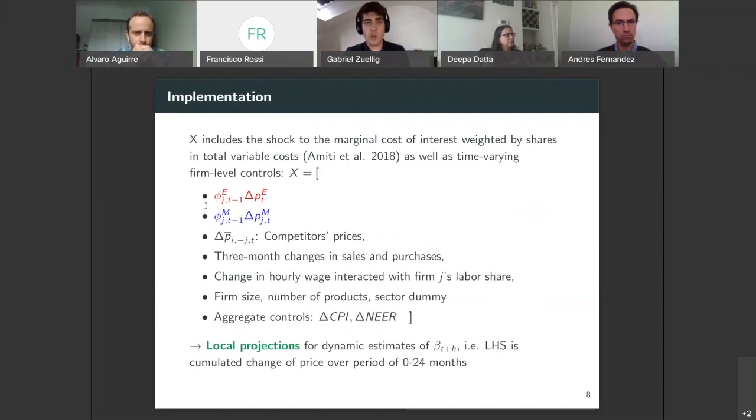Apart from those two shocks, we control for the change in prices of competitors, as argued before, and we control for all possible costs that we can observe from the firm, and some aggregate controls like the CPI or the exchange rate. And then we do this in local projections. So the right-hand side of the regression always stays the same, but on the left-hand side, we vary. We take the cumulative price change of the good between the period of the shock and some period t plus h, which varies from 0 to 24, to get a dynamic estimate of this pass-through.